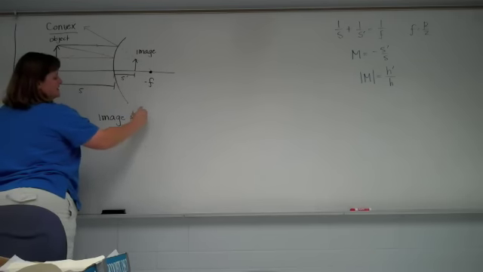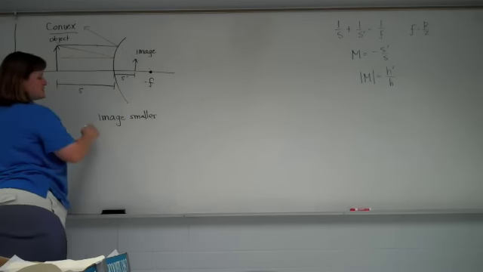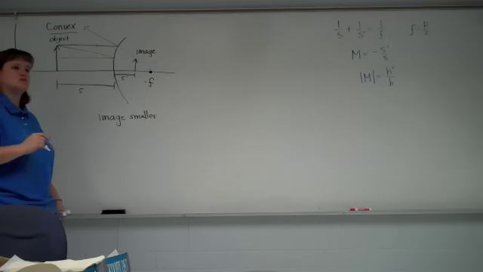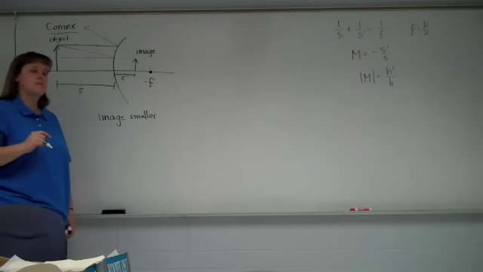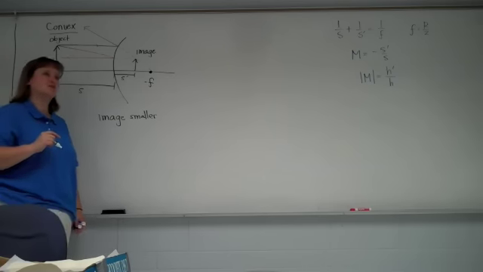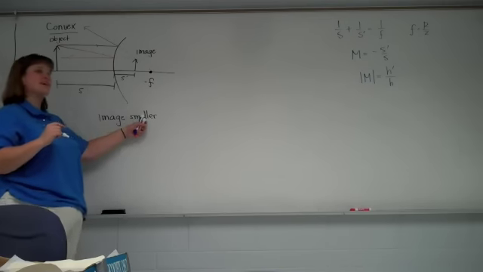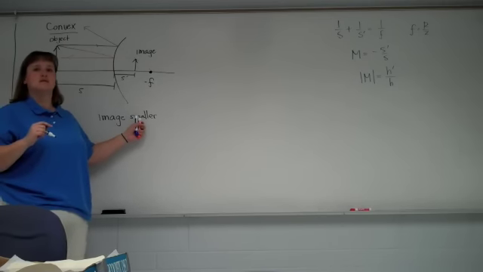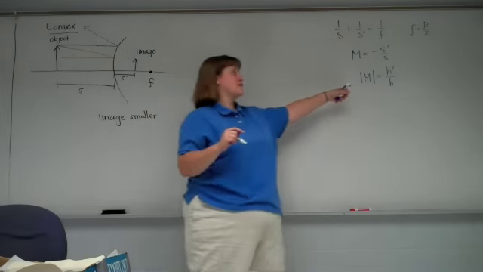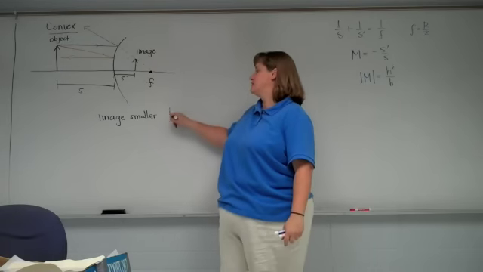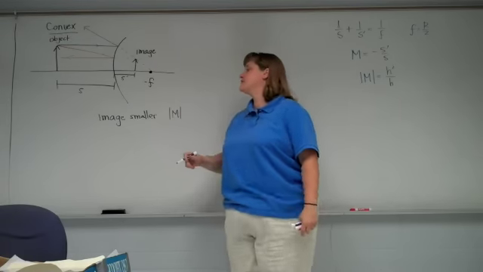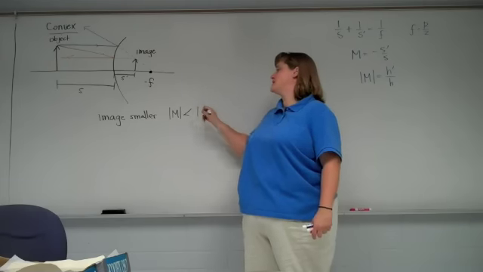What mathematically would we have to come up with to represent a smaller image? What mathematical quantity would tell us about how big the image is? A lot less than 1. The numerical value of m. Exactly right. So if we were solving for the numerical value of m, it would need to be less than 1.